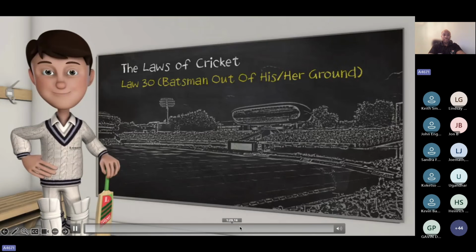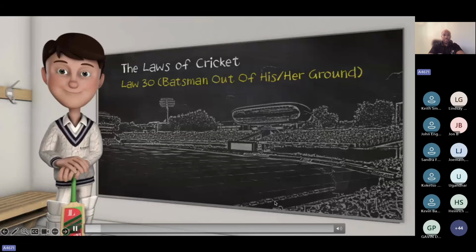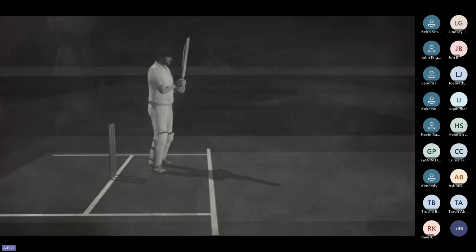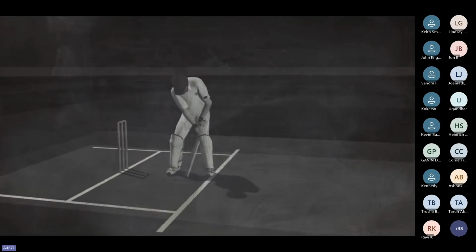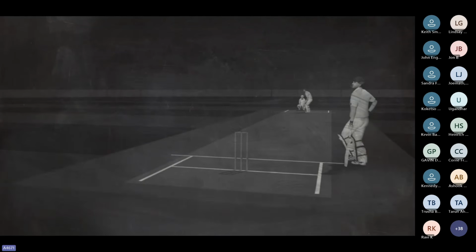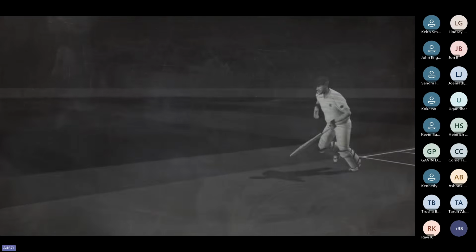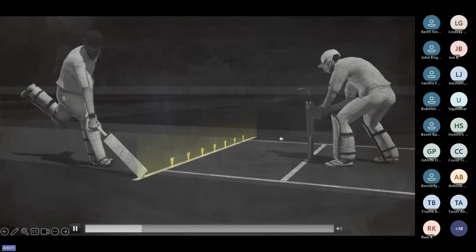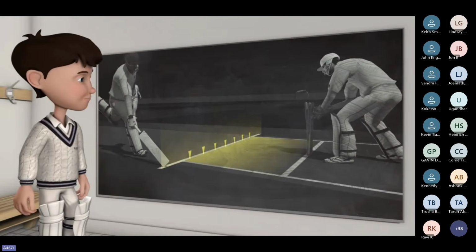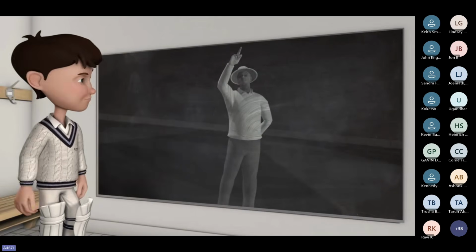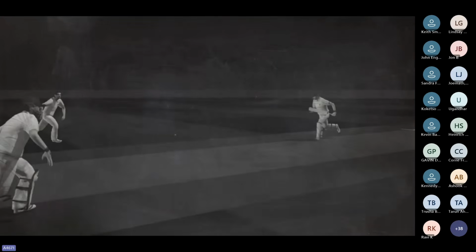When a batsman is out of his or her ground, he or she risks being stumped or run out. So when is a batsman out of his or her ground? According to Law 30, a batsman shall be considered to be out of his or her ground unless the bat he or she is holding or some part of the batsman's person is grounded behind the popping crease at that end. Here, for example, the bat is on the crease marking but not behind it, which means the batsman is most definitely out. But would the batsman be out now?